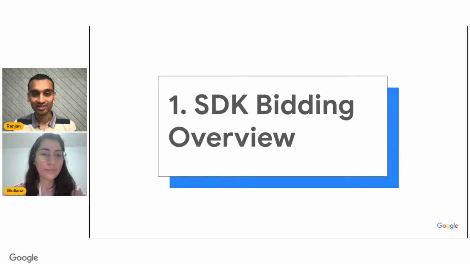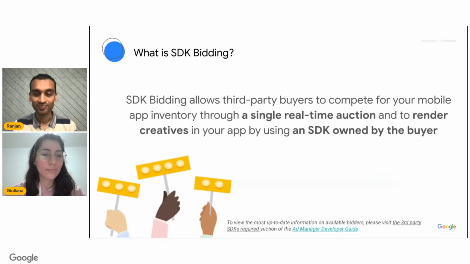With that, let's start with the overview of SDK bidding. So what is SDK bidding exactly? In simple terms, SDK bidding allows third-party buyers to compete for your mobile app inventory in real time. This means that you can get the highest possible price for your ad impressions. It provides a streamlined and simple onboarding experience for publishers to connect with bidding partners using proprietary SDKs.